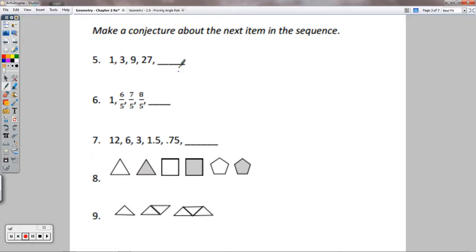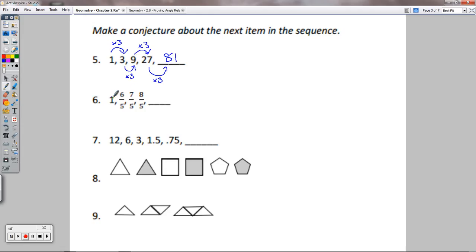Let's check out the next one. So make a conjecture. The next set of problems follow these directions. Make a conjecture about the next item in the sequence. So it looks like here, the conjecture I would say is you're multiplying by 3 every time: times 3, times 3, times 3. So if I do that one more time, times 3, I would get 81. You could also say these are the powers of 3: 3 to the 0 power, 3 to the first, 3 to the second, 3 to the third, 3 to the fourth.